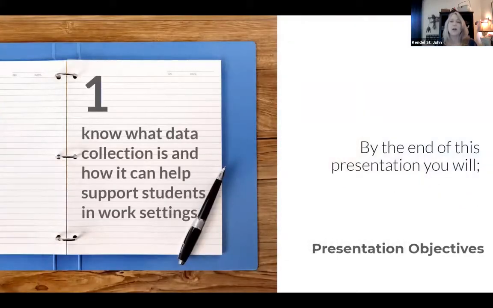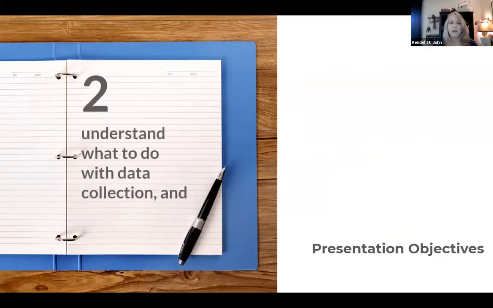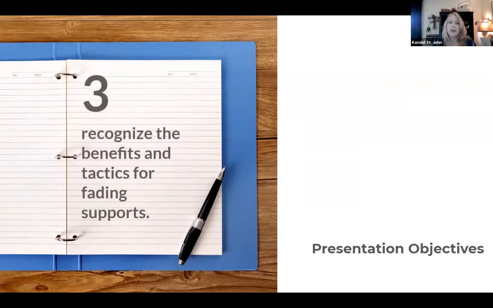Before we get started though, let's look at our objectives for today. By the end of this presentation, we want you to know what data is, what data collection is, and how it can help support students in work settings. Also, we would like for you to understand what to do with the data collection. Sometimes we get data and we're not really quite sure what to do with it. So we'll talk a little bit about that as well. And finally, to recognize the benefits and the tactics for fading supports, because really what we're looking at is moving towards independence. So if there are some supports we can fade, we'd like to be able to put that in place.